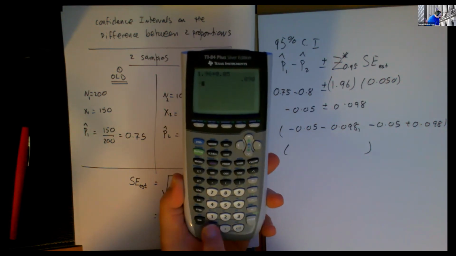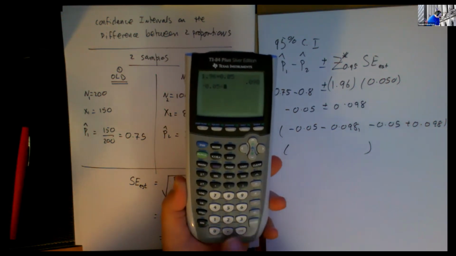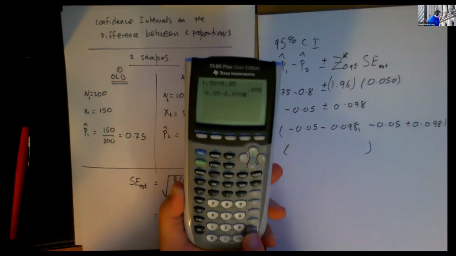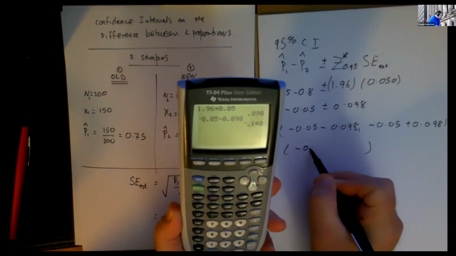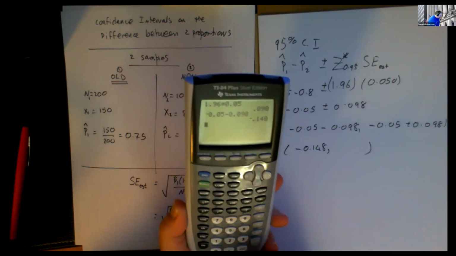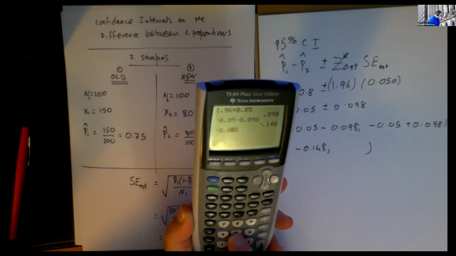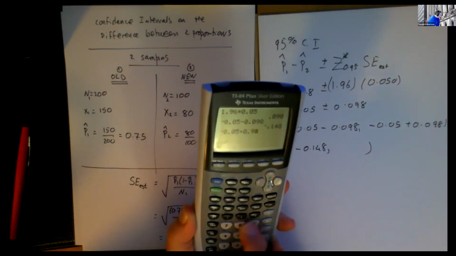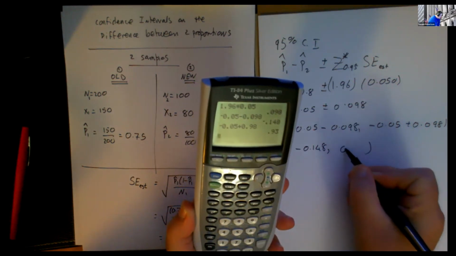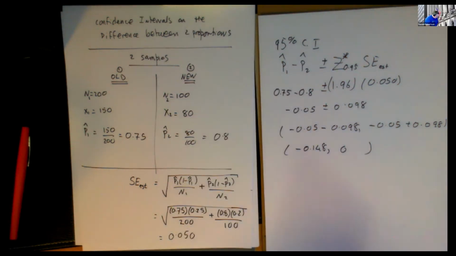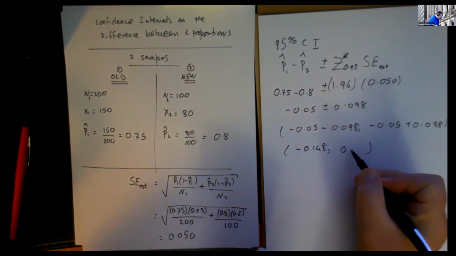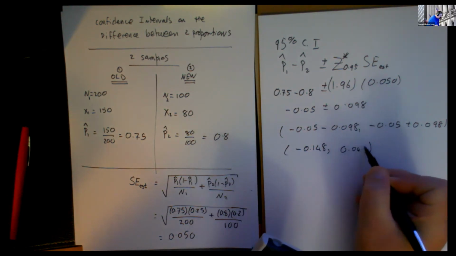So negative 0.05, now you can subtract 0.098. And the answer I get is negative 0.148. And then if you do the other side, negative 0.05, and you add 0.098 on the other side, you get, try that again, I know it's wrong, negative 0.05, that's better, plus 0.098. And I get 0.048.